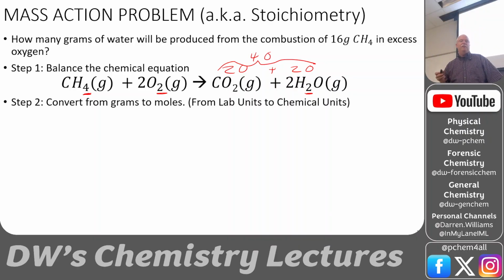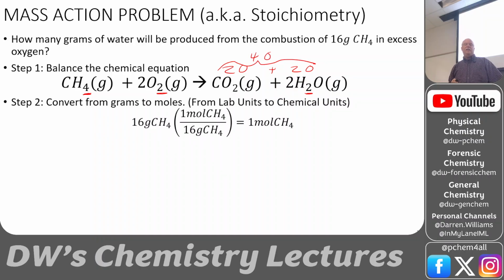Step 2, convert from grams to moles. This is that step of getting out of lab units and into chemistry units. So we take that 16 grams of methane. We go to the periodic table. We find carbon. That's 12. We have 4 hydrogens on there. So 12, 13, 14, 15, 16. So 16 grams per mole for the methane. That gives us 1 mole of methane.